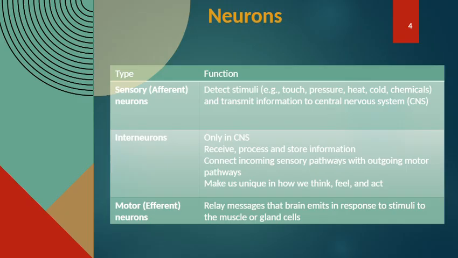Motor neurons, also called efferent neurons, carry instructions from the central nervous system out to the muscles and glands. These neurons cause the body to move, breathe, blink, swallow, and perform every voluntary and involuntary motor activity. They also stimulate glandular cells, for example, telling the sweat glands to produce sweat or the salivary glands to release saliva. Motor neurons are essential for responding to the environment and maintaining body functions.